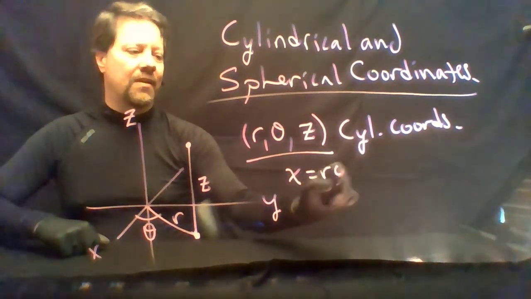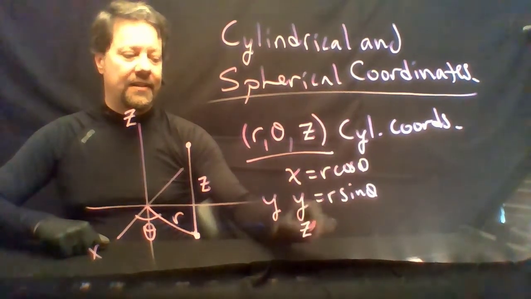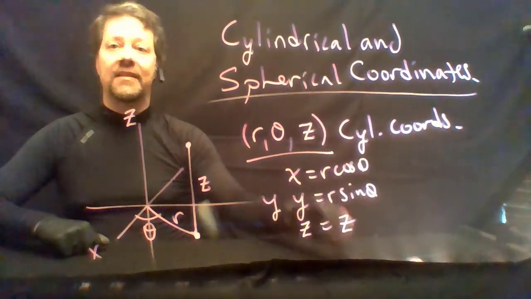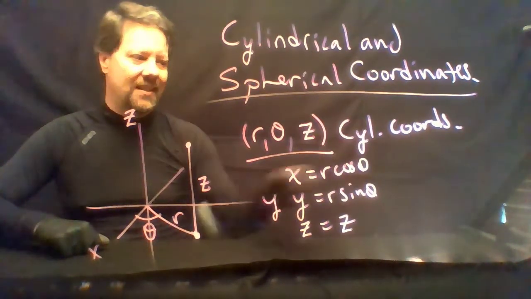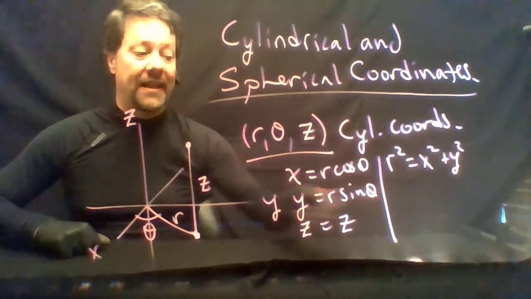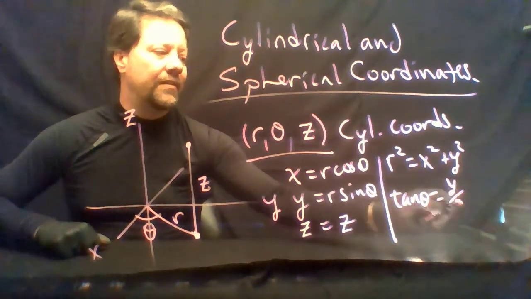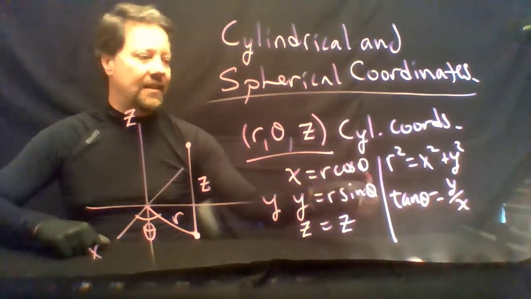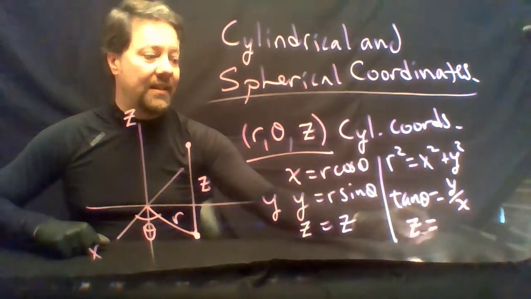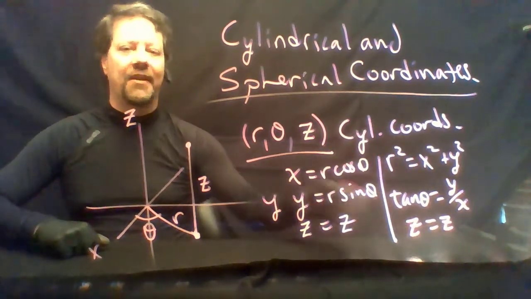You have x equals r cosine theta, y equals r sine theta, and z equals z. In this way, if you know r, theta, and z, you can figure out x, y, and z. On the other hand, r squared is x squared plus y squared by the Pythagorean identity. Tangent theta is y over x by the ratio identity, and z equals z. In this way, if you know x, y, and z, you can figure out r, theta, and z.